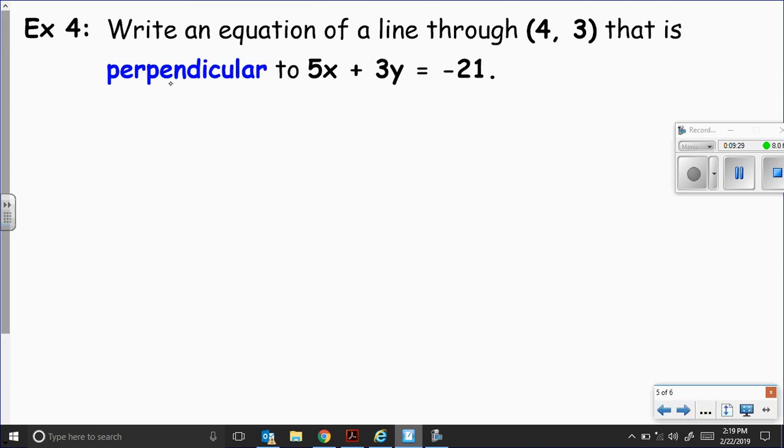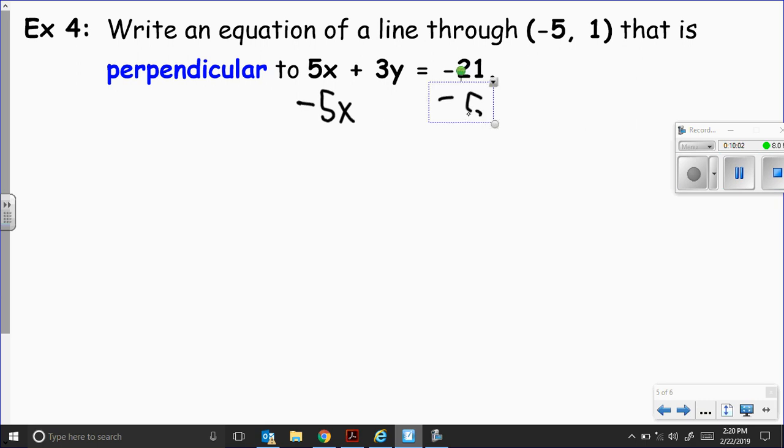Again, we have another perpendicular, but we want it to be perpendicular to the equation 5x plus 3y equals negative 21, and still goes through the point 4, 3. All right, let's rechange that point to negative 5, 1. All right, so because 5x plus 3y equals negative 21 is not in slope-intercept form yet, we can't really find the slope. So let's go ahead and solve for y so we can determine the slope.